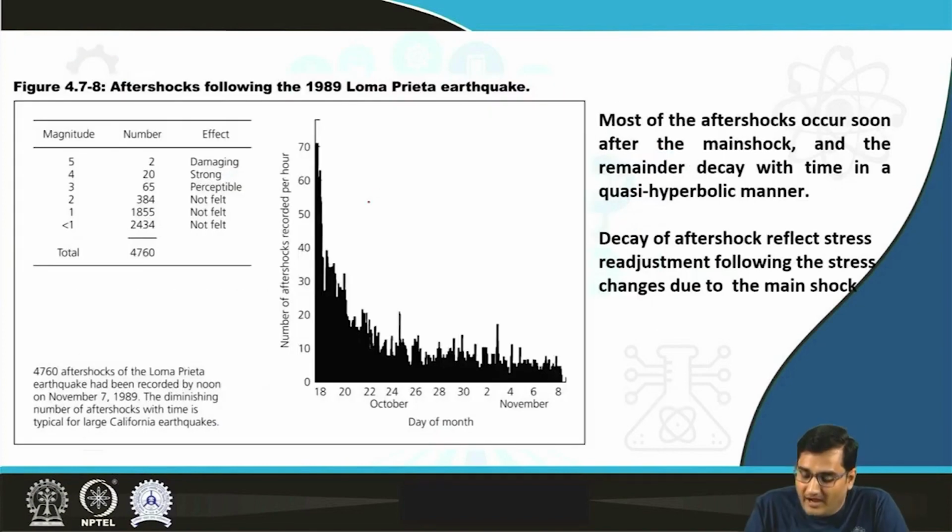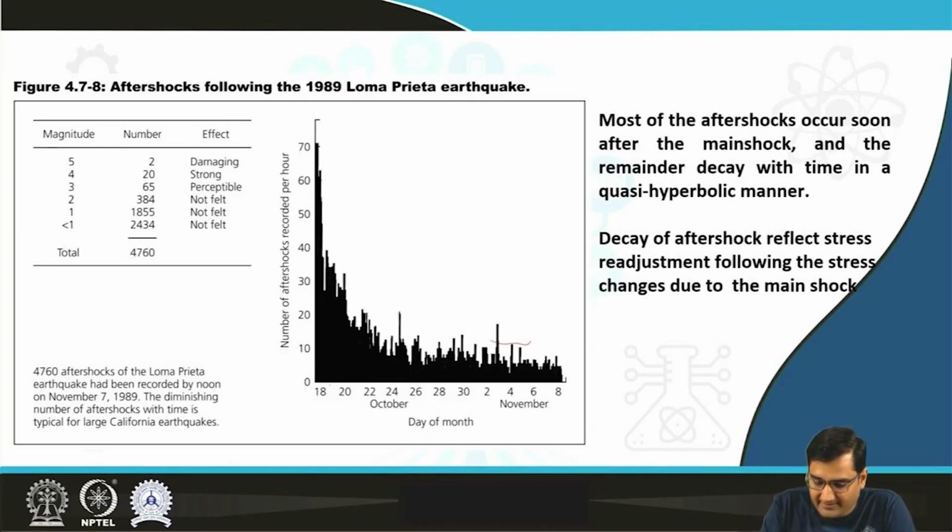So here the aftershock sequence looks something like this. You can see there was a main shock after which the aftershocks are occurring, and when you have your aftershocks at about the same time as the main shock, then the number is more, and as you go in time, it decays in a quasi hyperbolic manner.